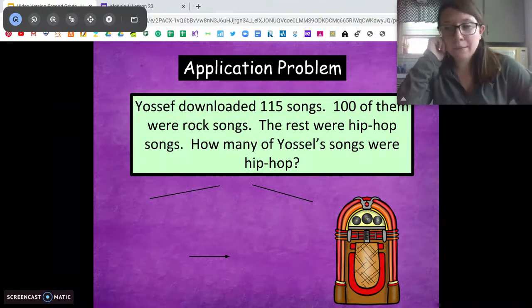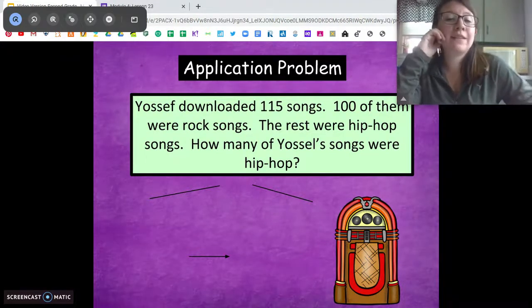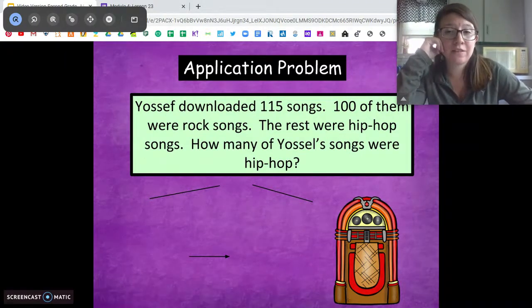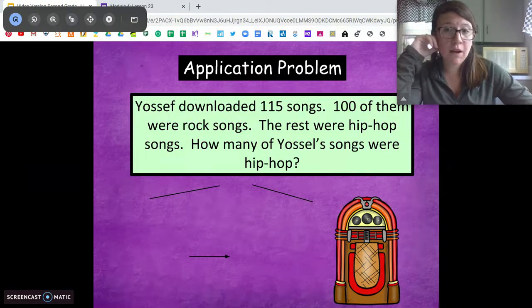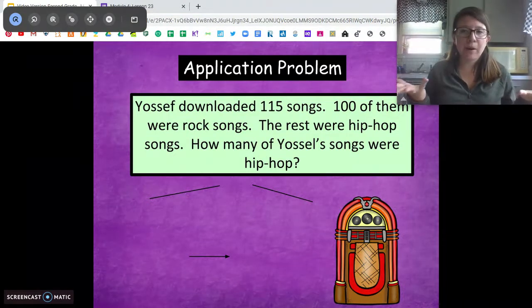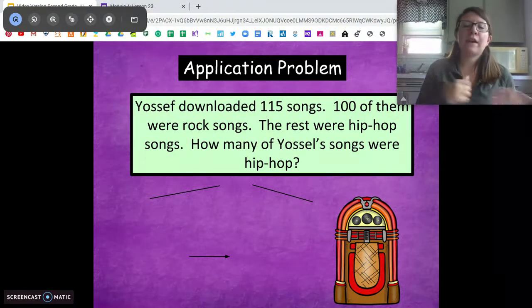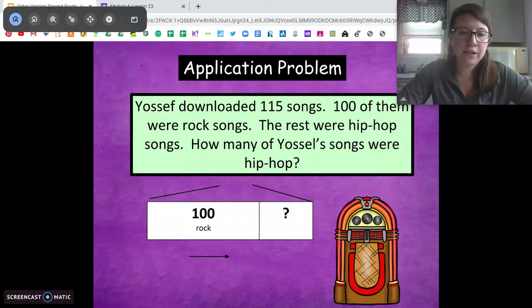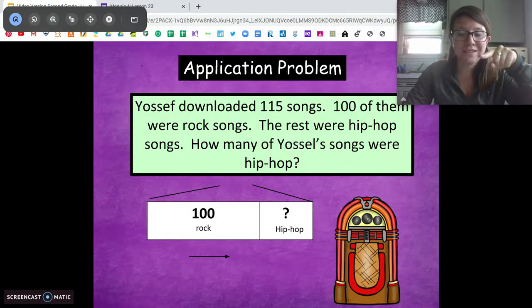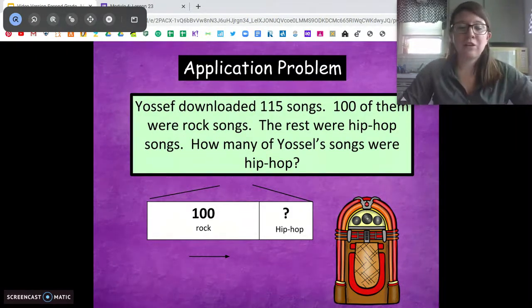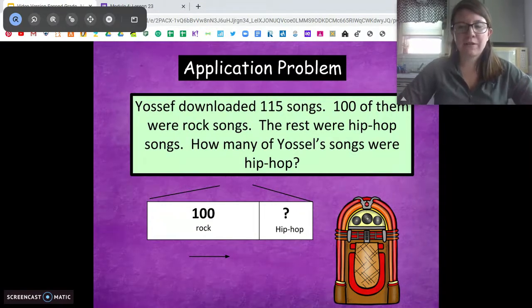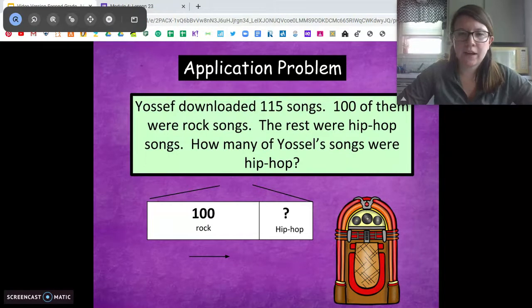Good. So we want to find the difference, right? We want to find the difference between the two numbers. 115 songs total. We know 100 of them were rock songs, but do we know how many were hip-hop? No, right? That's what we want to find out. So I'm going to draw a tape diagram. 100 here, and then the rest are hip-hop. I want you to pause and solve on your own, in your own way. Okay? I want to see what you come up with on your own to find the difference. Go ahead and do that now.